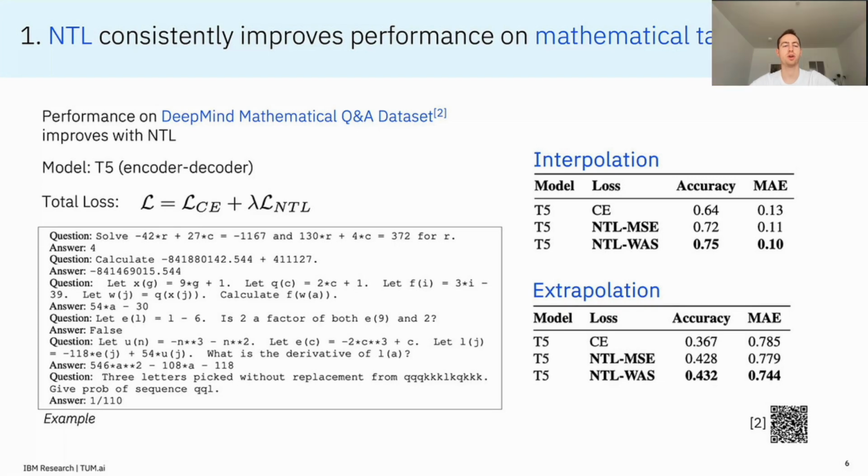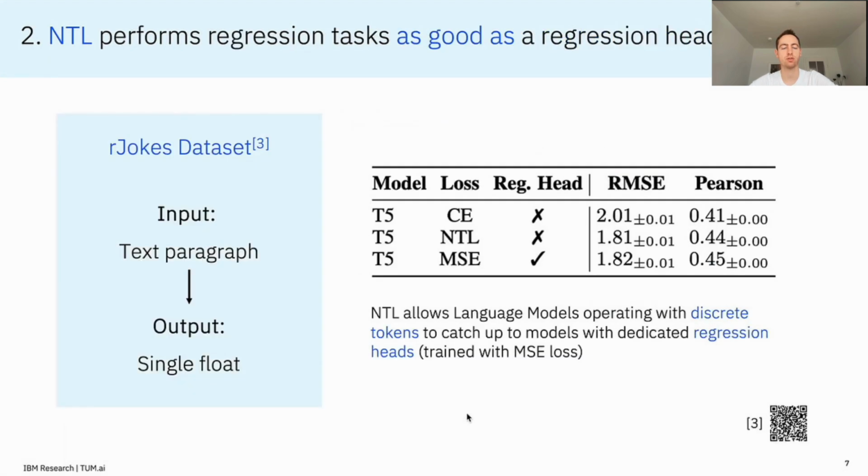Hi, we can group our results into 6 distinct findings. First of all, NTL consistently improves performance on mathematical tasks. We have shown this with experiments on the DeepMind mathematical Q&A dataset, where we see that when training with NTL, our performance for both the interpolation and the extrapolation test set increases. Please note that whenever we talk about training with NTL, we actually use cross-entropy and number token loss jointly.